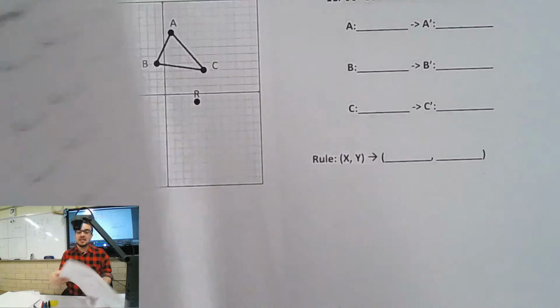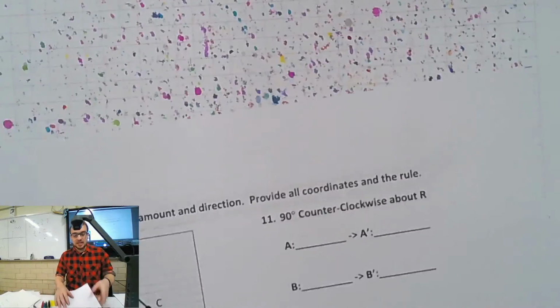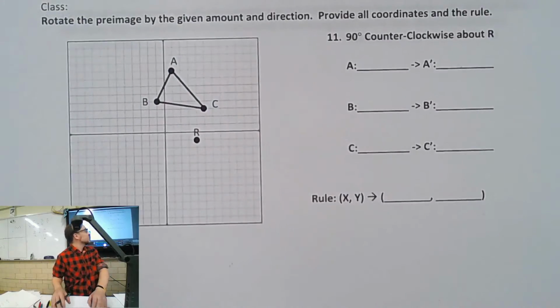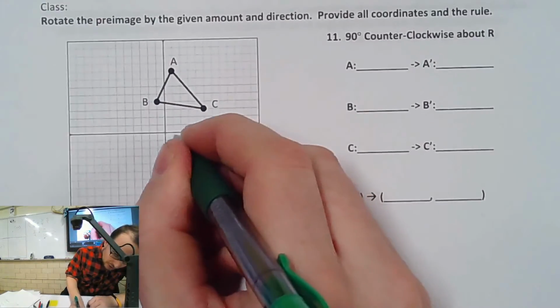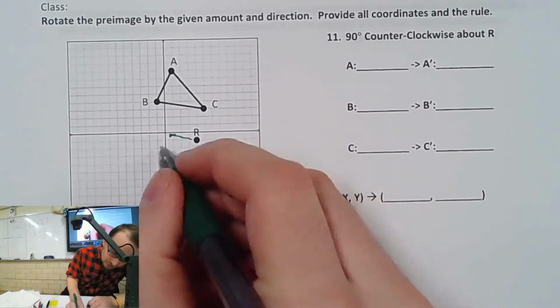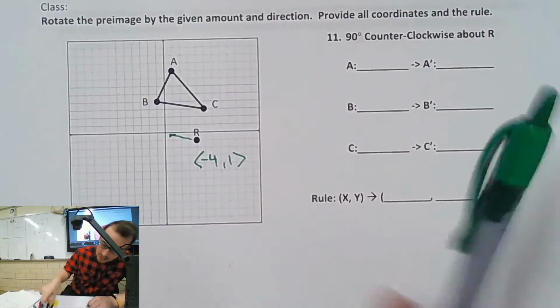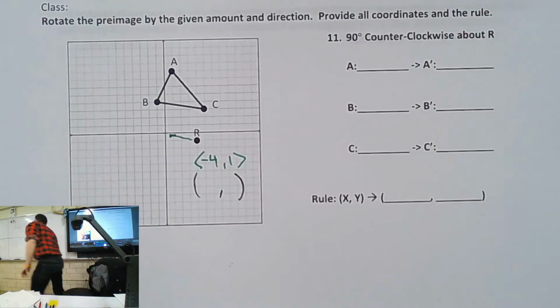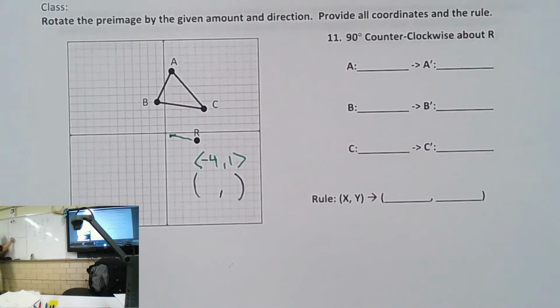Turn the page. Number 11, 90-degree counterclockwise rotation about R. Let's practice again. Let's find the rule. I'm going to send R to the origin. So that means I'm going to send it 4 to the left and 1 up. Then I'm going to do a 90 degrees counterclockwise rotation about R. What's the rule for that? I forgot, but I can figure it out. Because guess what? 90 degrees counterclockwise is this way. So it's going to end up like this.